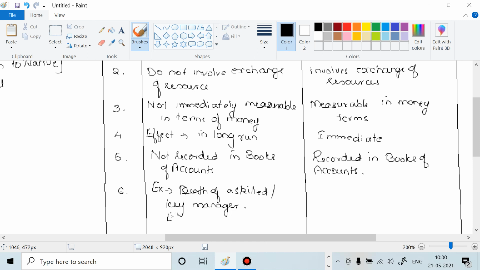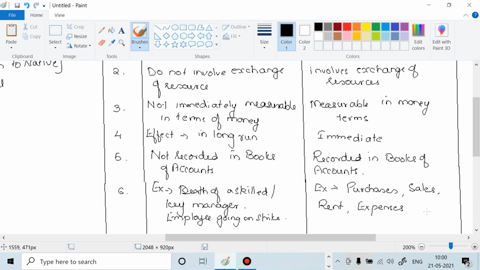Another example we can give is of employees going on strike. So, in the long run, it will have an impact. Now, examples of transactions are all your transactions where money is involved, like your purchases, your sales, your rent being paid, and other expenses being paid, where resources are being exchanged, where money is getting exchanged. Those are examples of transactions.